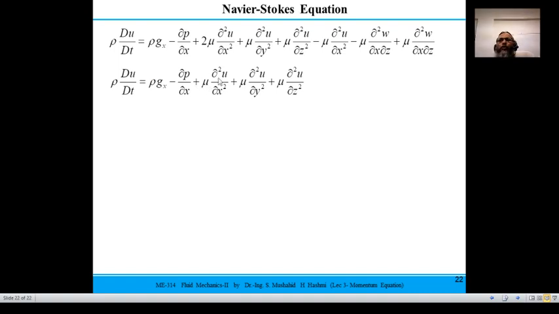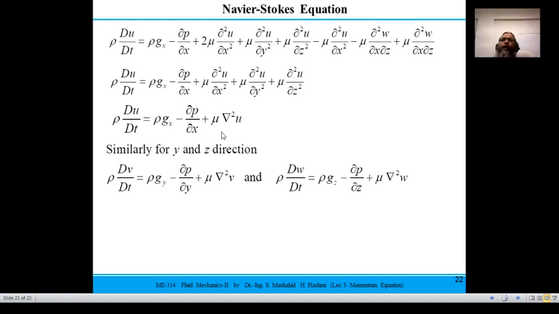Since mu is constant, we can take it out as a common factor, and we can write this expression in vector form, which has an inertial term, a gravitational term, a pressure term, and a viscous term, which is a second order partial differential of velocity. Similarly, we can write down the expression for the y direction as well as for the z direction, because this is the simplification we have done.